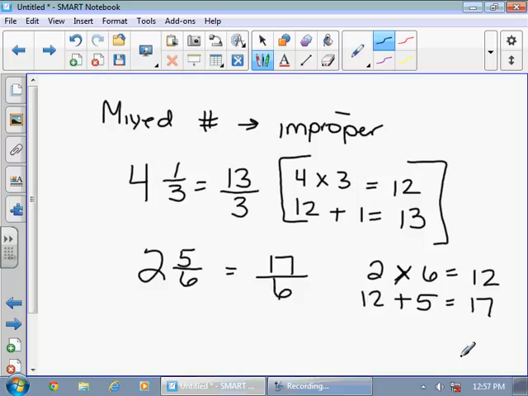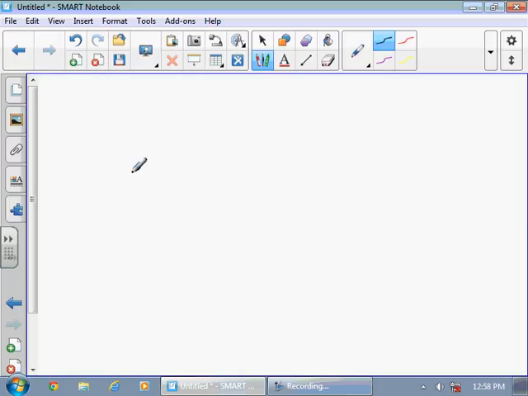It doesn't change. Okay? Good, because you're going to try one on your own right now. Here we go. Do the problem. Yes, you're going from mixed to improper. It's about 30 seconds. You may not even need that long.